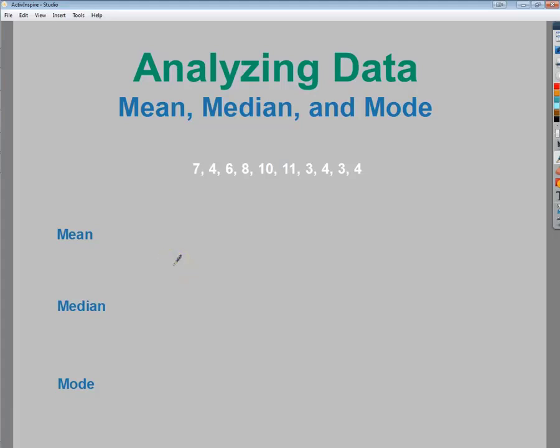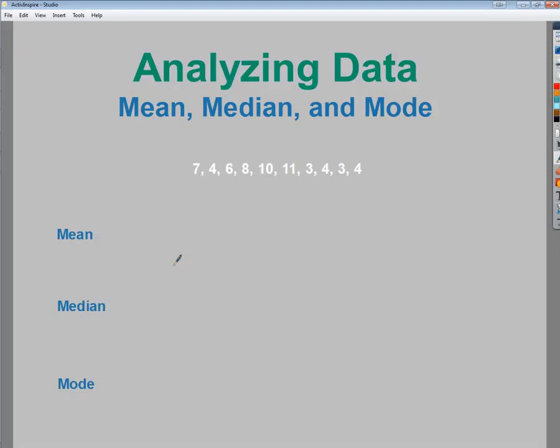In this video I'm going to talk about analyzing data. Specifically, I'm going to talk about mean, median, and mode. This is considered to be one variable statistics. It's not a graphing relationship where you have an XY, you just have single numbers that you're working with.